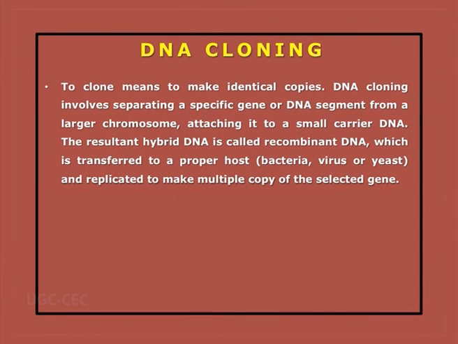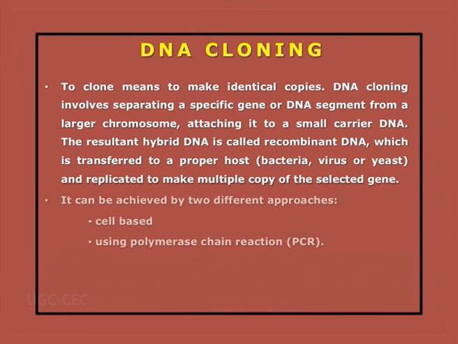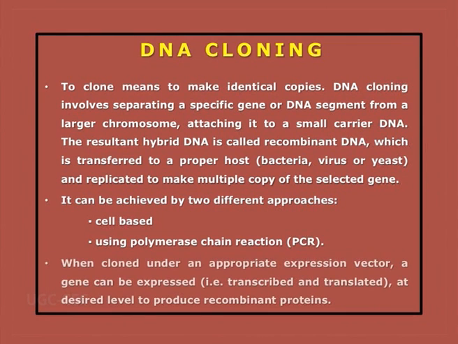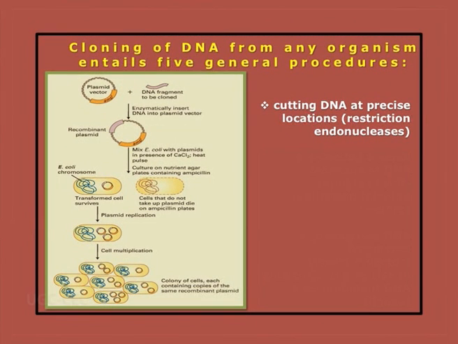This method can be procured in two different ways. One is cell-based cloning, as I discussed just now, and the second one is by polymerase chain reaction. By means of cloning, we are in a position to overexpress a protein using expression vectors. So let's have a look at the steps of cloning.